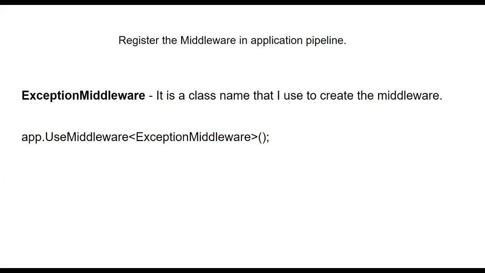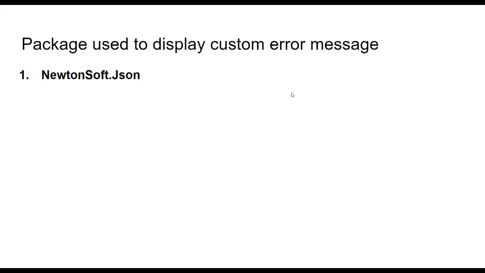And for that, we need to register the middleware in our application. So with the app.use middleware, we can do that. And the exception middleware I used here is a class name that I used to create the middleware. To generate some custom messages from the exception middleware, we need to install one package, which is Newtonsoft.Json. And now we can jump to the logic and see in the code base how you can do that.